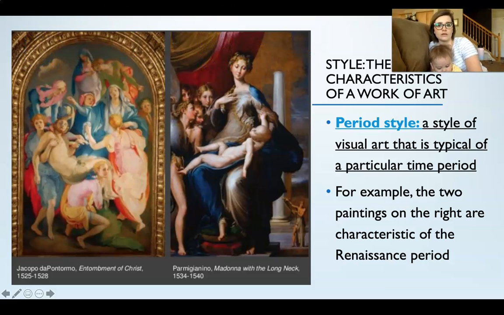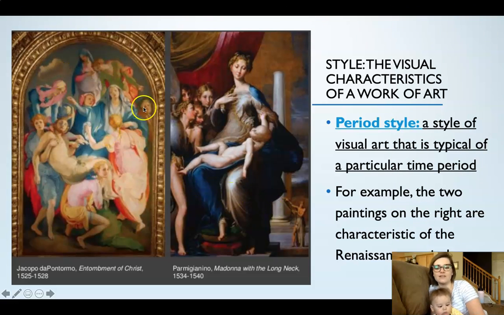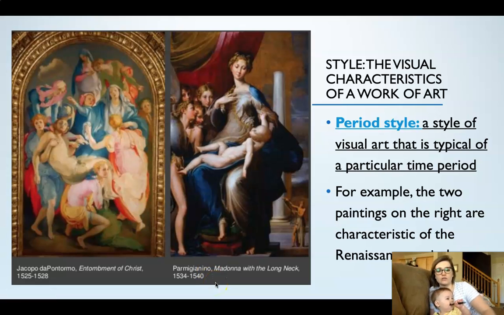So here we have two pieces that are characteristic of the Renaissance. You can see similarities and differences, but at the end of the day, they're both pretty close to what you would expect a Renaissance piece to be, including the idealized human form and the way that the characters are posed. For example, this sort of pose is pretty characteristic of the women portrayed in Renaissance pieces. And the period style is a style of visual art that is typical of a particular time period. So these ones fit the Renaissance style of art.